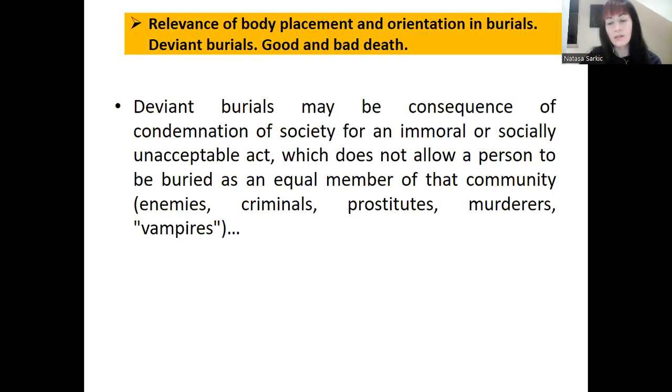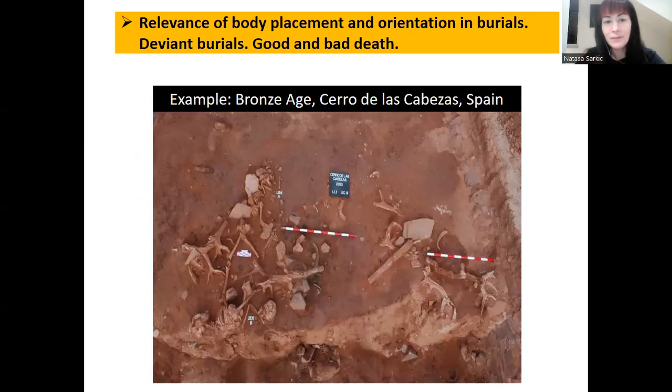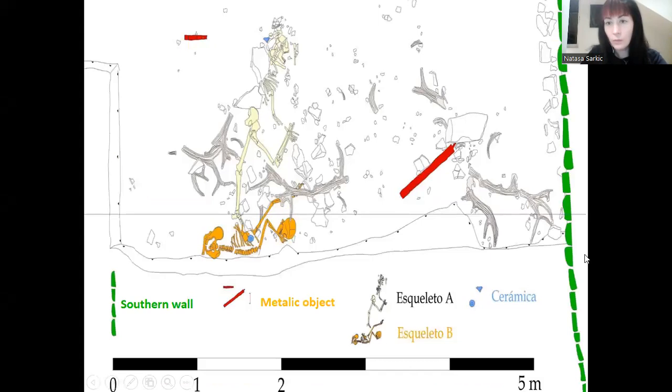We have some nice examples here from the Bronze Age. It's a site called Cerro de las Cabezas in Spain. For you to get the idea of the situation, we have here the southern wall of the city. The situation that we see here is outside of the city. And we have individual one, individual two, and some metallic objects around them, ceramics.